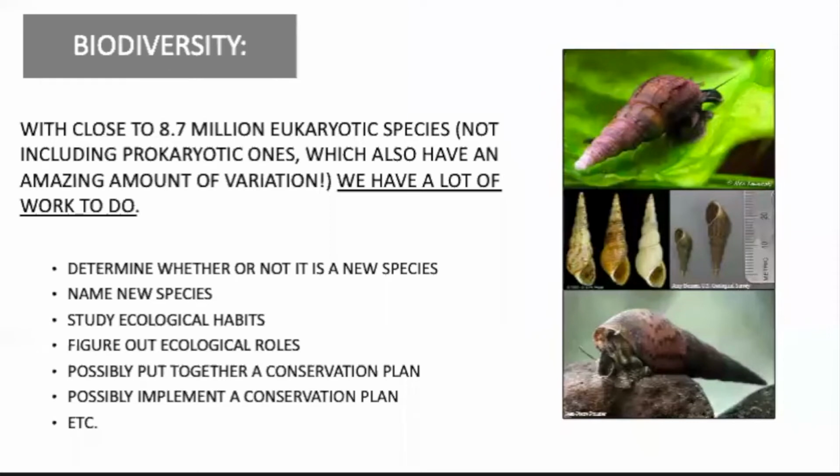So we do have a vast amount of biodiversity here on Earth, with close to 8.7 million eukaryotic species, which doesn't even include the prokaryotic ones, which we will touch on, and they have an amazing amount of variation. We have a lot of work to do if we want to conserve all of these species and keep up the resilience of our ecosystem.